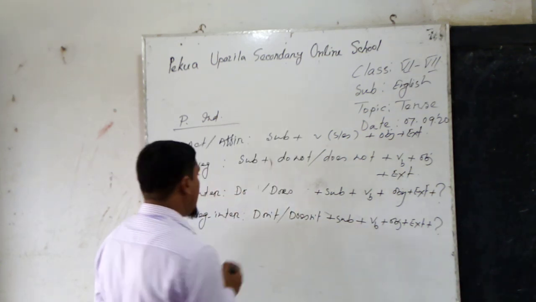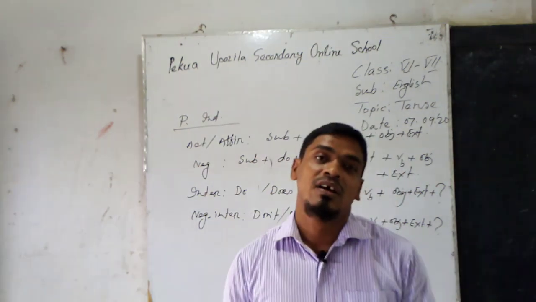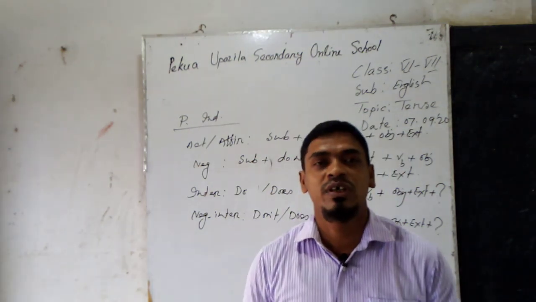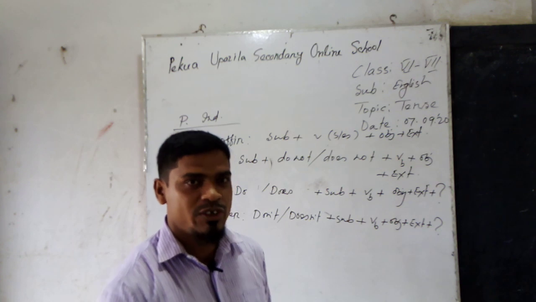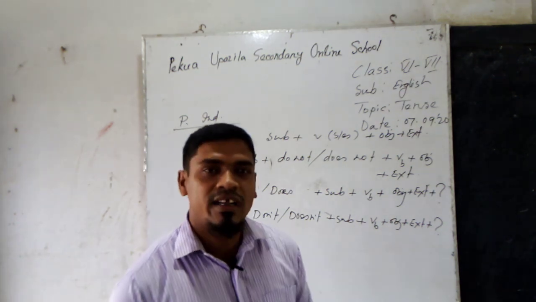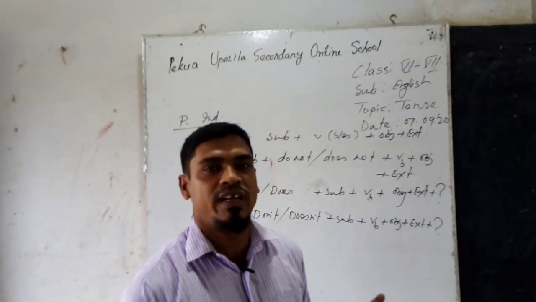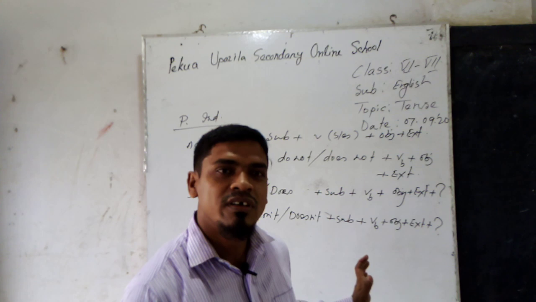And then I give you the most important structure for you: passive form, which is very difficult for the students of class 6 and 7. I give it to you to learn. If you find this structure very difficult, you can avoid it. But I tell you, try to learn.